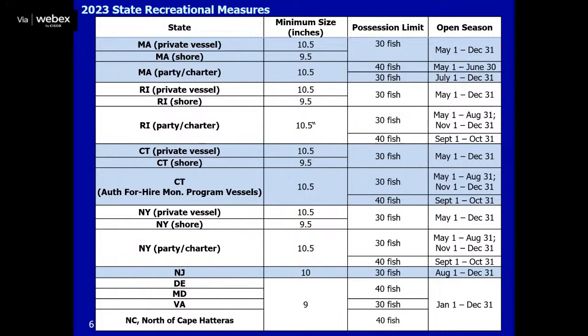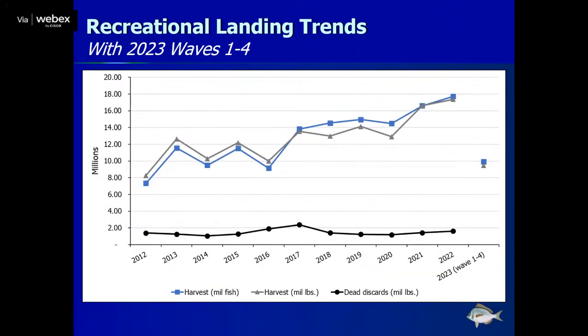So to get at what was done through the commission process, this table shows 2023 measures by state. Measures in each state, as I mentioned, were restricted last year, and changes implemented really varied by state, but a number of states, mostly from New Jersey north, made substantial changes compared to what was in place in 2022. So the next few slides, we'll get into some recent recreational harvest trends.